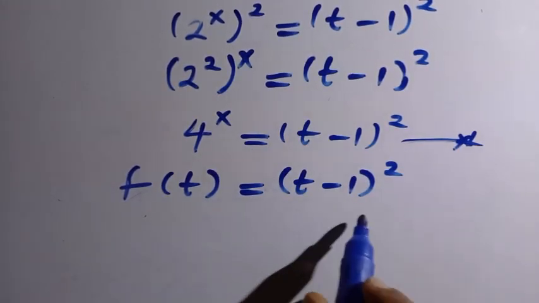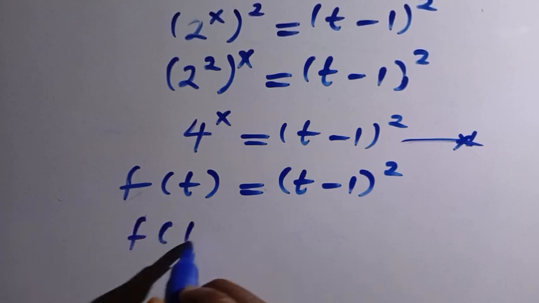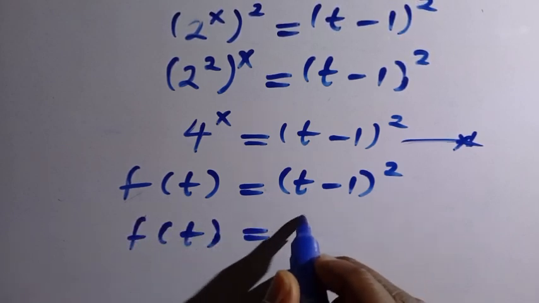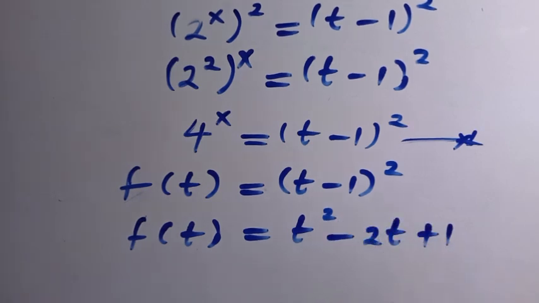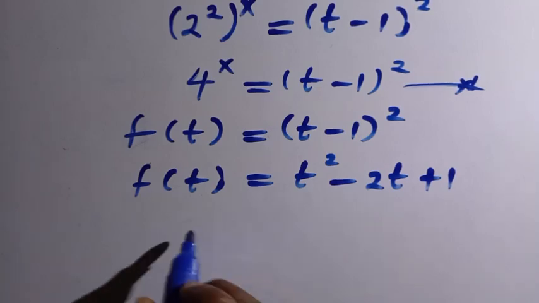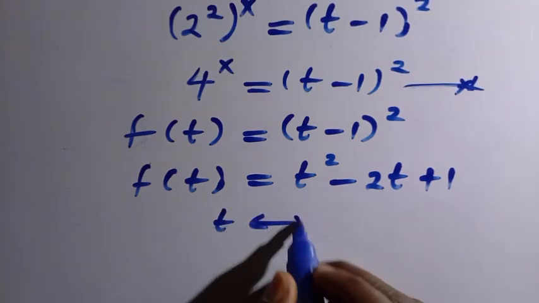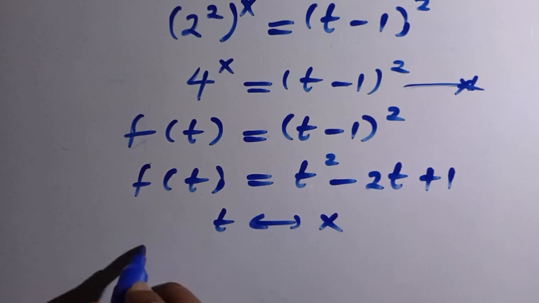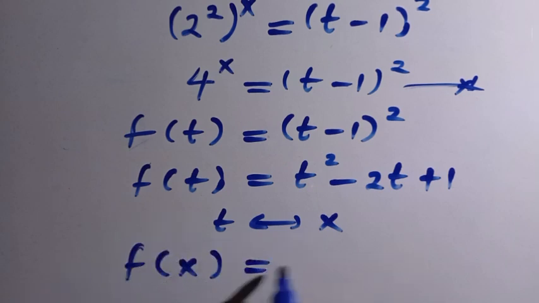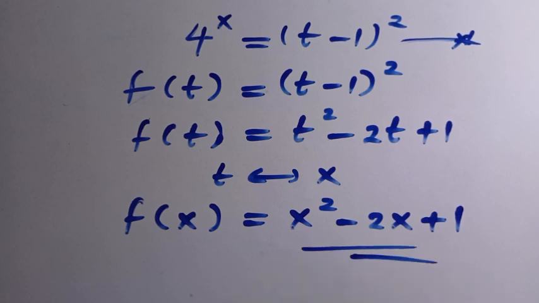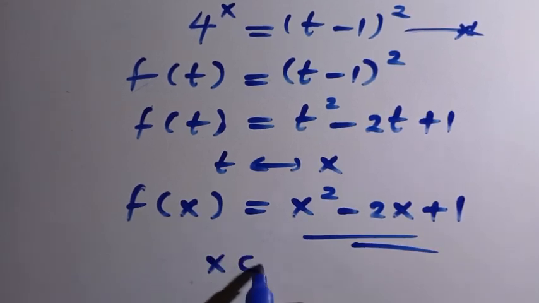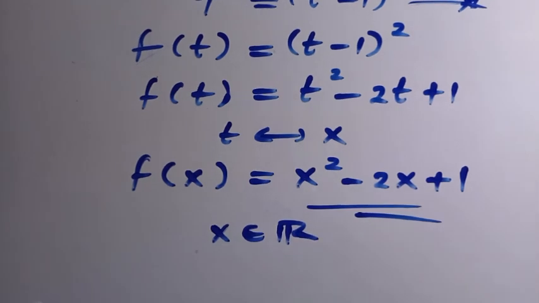And then let's try to expand this. We have f of t equals t squared minus 2t plus 1. So since we need to find f of x, we just replace t with x, and we have f of x equals x squared minus 2x plus 1. And this is the solution, and we know that x here is a member of real numbers. So let's consider the second method for solving this.